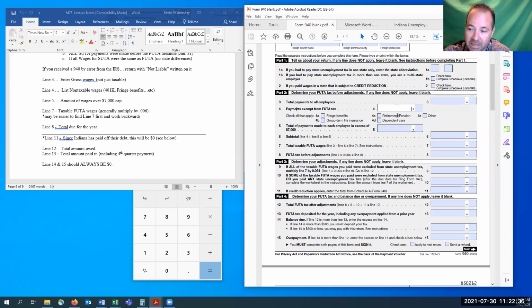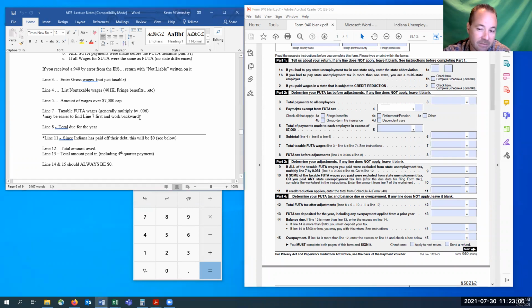Line 6 is just simply adding these two up. Line 7 is what's left, because you're going to take line 3 minus all of those items that are not taxable. And we're going to finally get here on line 7, what is our taxable wages for FUTA? And then we multiply that by 0.006. All right, so it sounds a little confusing, but I'm going to show you a way when we do an example, it's not all that tough at all.